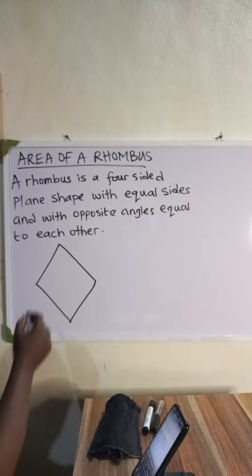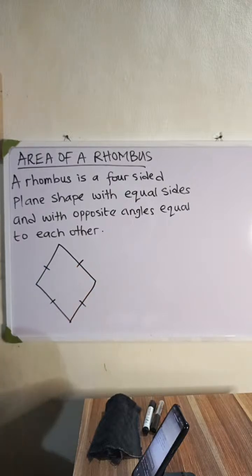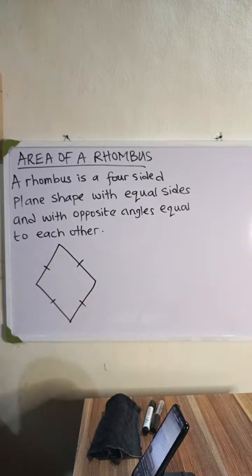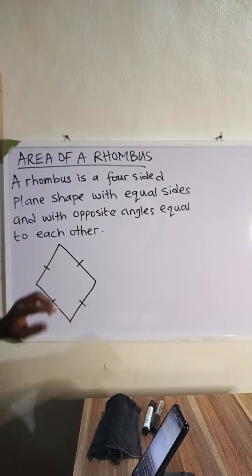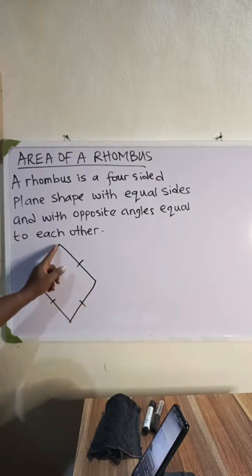How do we know it's a rhombus? All the four sides are equal. All the four sides of this rhombus are equal. So that's the similarity between a rhombus and a square. But unlike the square, whose angles are equal, for a rhombus, these two angles are equal, these two angles are equal. So these two angles are bigger than these two angles.